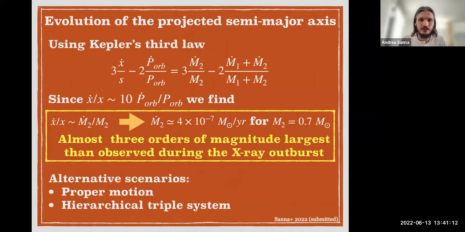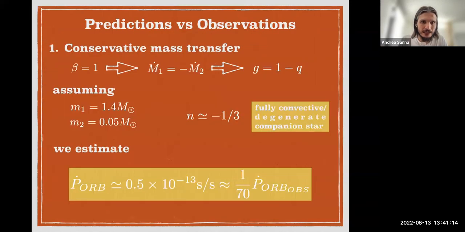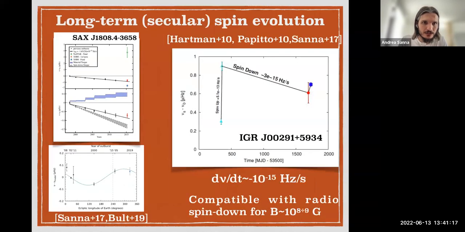Well, let's see if I can go back to my slide. I attempted something similar. If you see this plot here, for SAX J1808, you basically have the top plot as values of the frequency measured at the end of each outburst. And then you have these colored regions that are, for each outburst, the contribution of the spin up during the outburst.